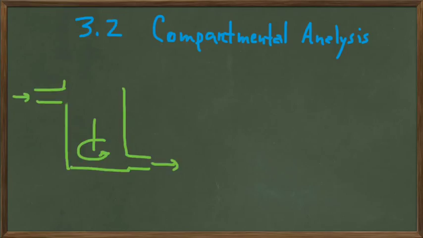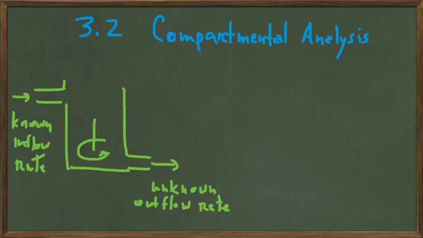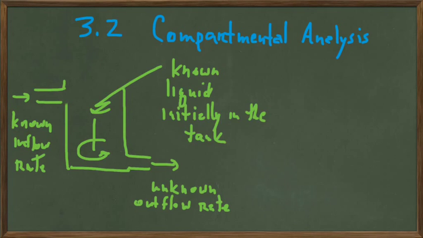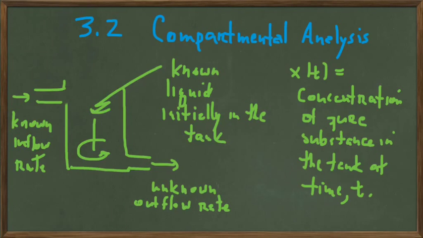So we have a known inflow rate, and we have an unknown outflow rate. We have a liquid initially in the tank, and we have a known quantity and a known concentration. The model that we use to analyze this is, first we assume that x of t equals the amount of the pure substance in the tank at time t. So if we can find x of t, we solve the problem.